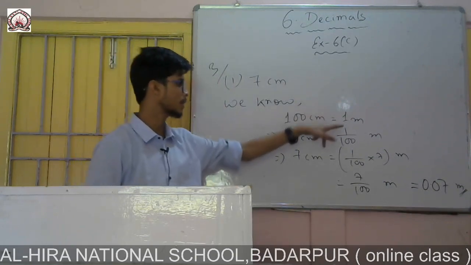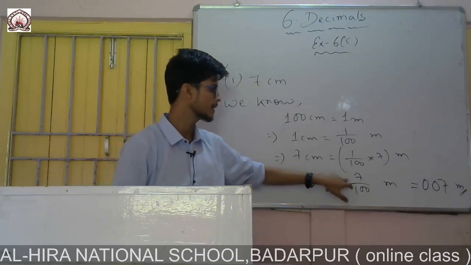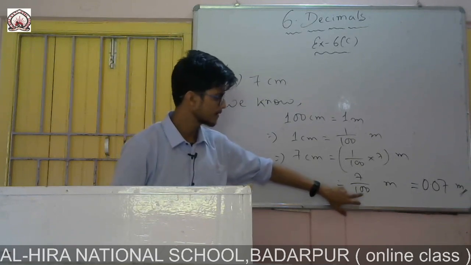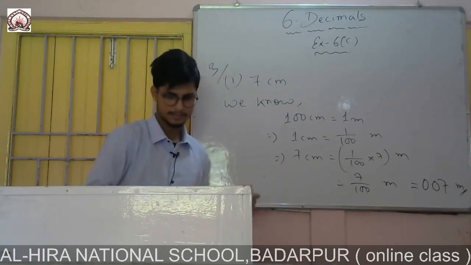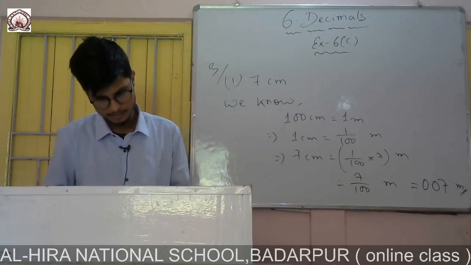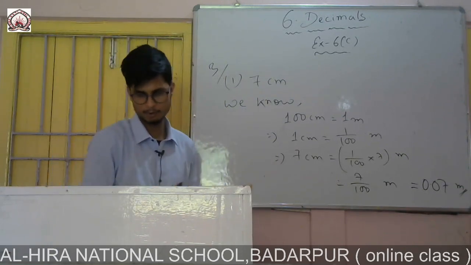100 centimeter is equal to 1 meter. That means in this case I have to divide the number by 100. So the answer is 0.07 meter. In the same way you can find the value for Roman number 4 also.